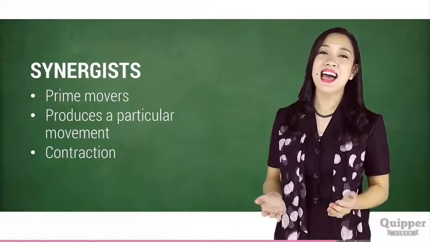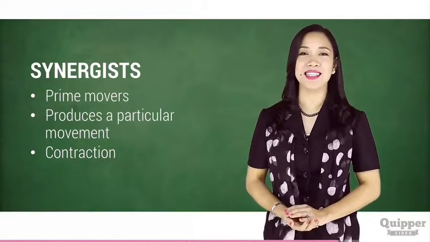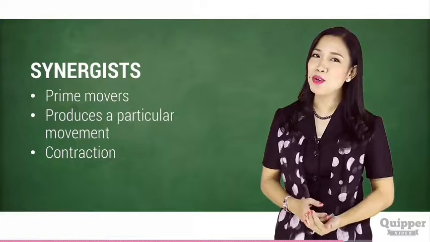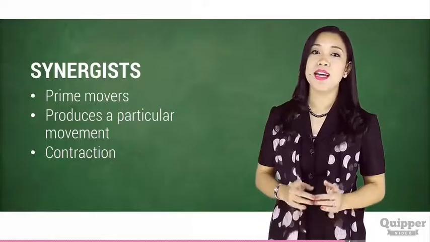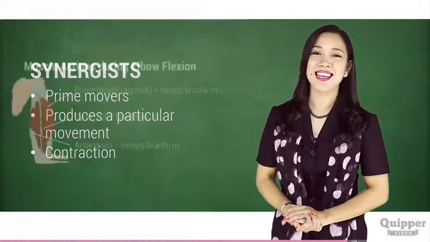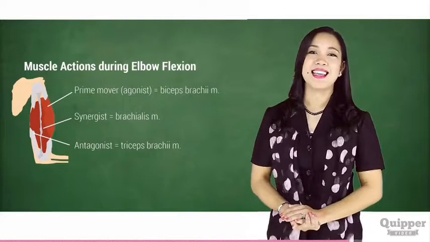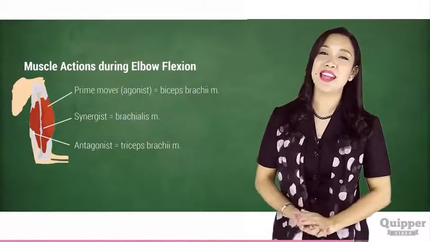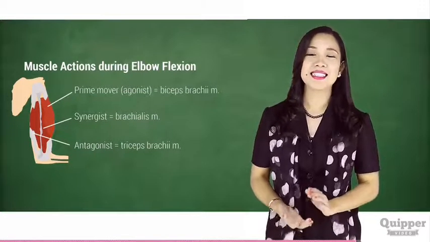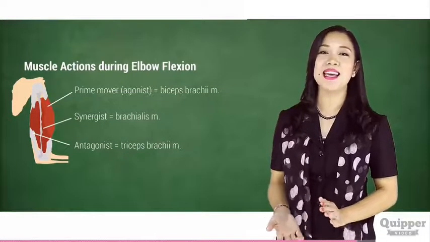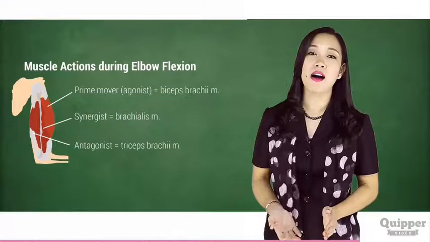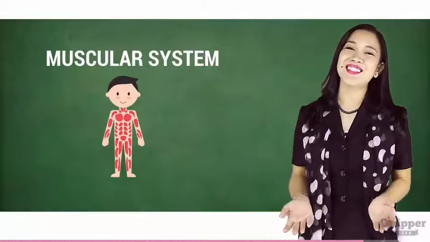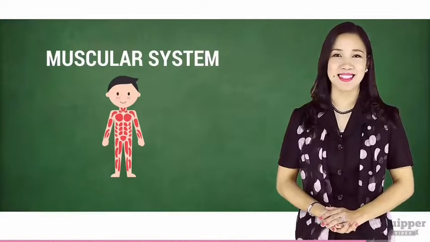Synergists assist the agonist in producing the movement. They act around a movable joint to produce motion that is similar or in concert with the agonist. Look at the brachialis in this figure. It acts as synergist during the flexing of the forearm since it assists the biceps brachii in pulling the forearm up towards the shoulder. That ends our discussion about the muscular system.